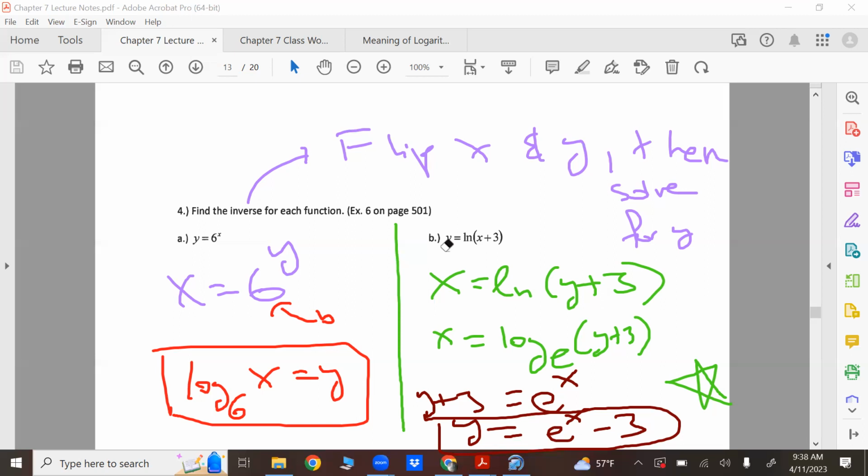So let's get done here, and this will count as your homework. When you're done, just take a picture and upload it to Schoology. This will count as your homework assignment. Here we go. And ask questions. I'm going to walk around.